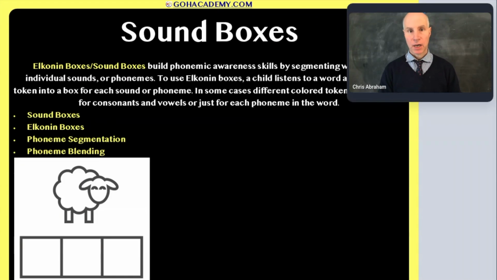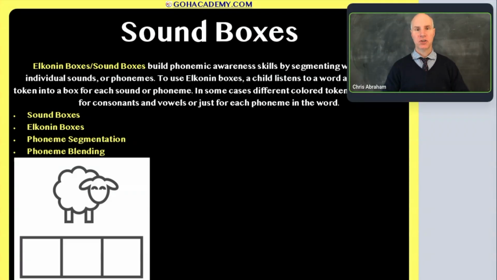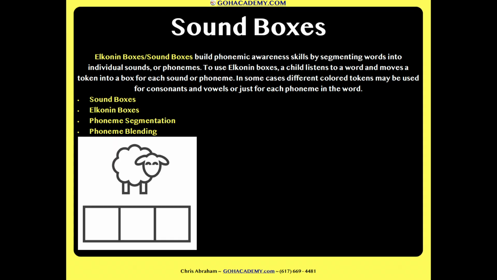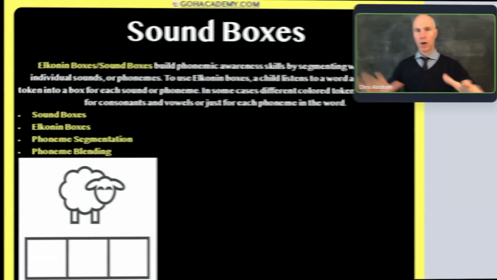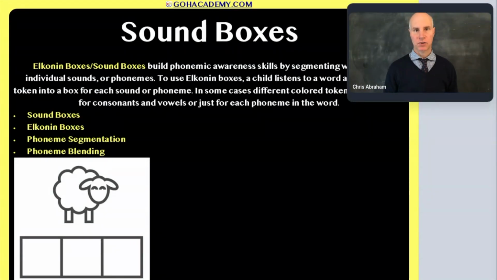The first strategy I want to talk about involves sound boxes. This is so important because sound boxes and Elkonin boxes are going to be some of the main strategies we use to help with phoneme segmentation, and they work really well when you're writing an open response case study. So let's just talk about the general idea here. Pause the video real quick and just read this slide real fast. Just pause it, read it to yourself. Unpause and let's just talk about sound boxes, okay?